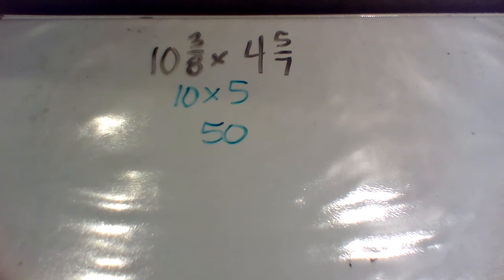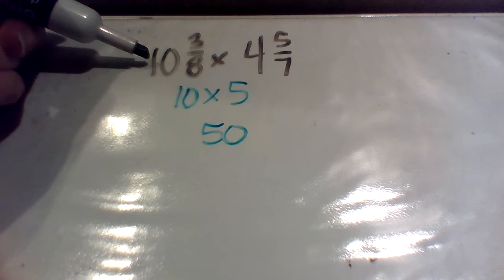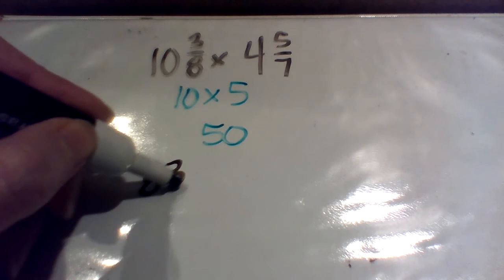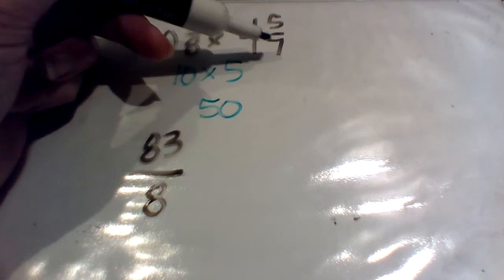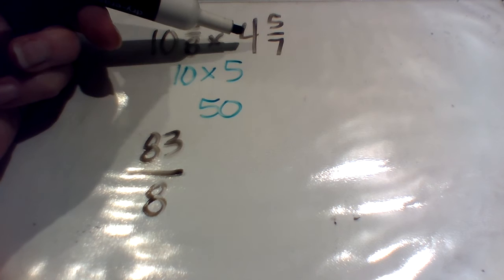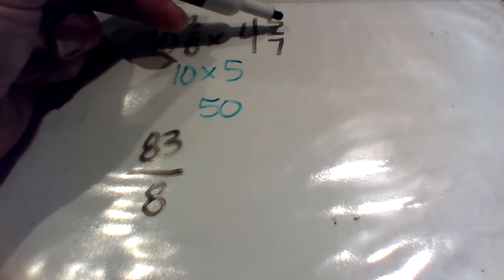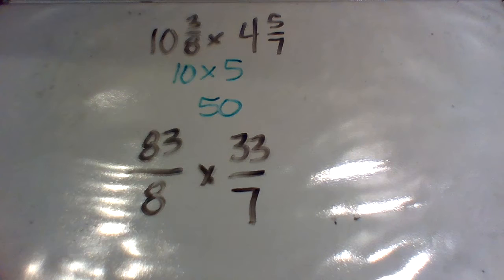When I do my mixed number multiplication, I need improper fractions. Okay, so I do my denominator times my whole. 8 times 10 is 80 plus my numerator. So I get 83 over 8. And then I'm going to do my denominator times my whole. So 7 times 4 is 28. And then 29, 30, 31, 32, 33. And that's over 7.